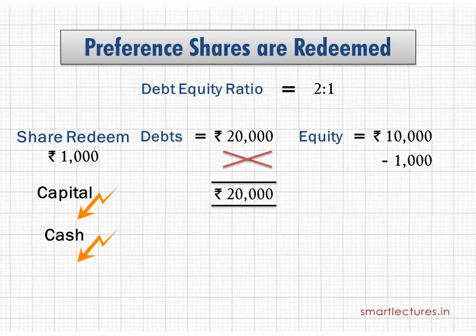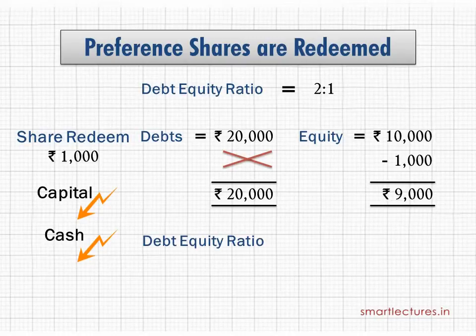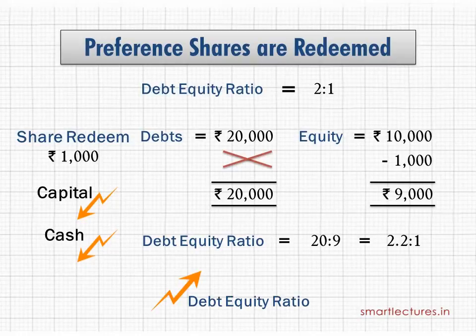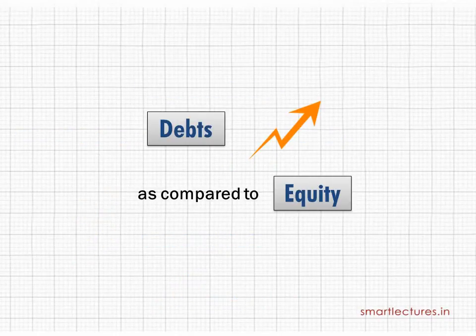So new equity will be 9,000 and the new ratio will be 20:9, or I can say 2.2:1. In this way, if shares are redeemed, it will increase the debt equity ratio. Increase in the debt equity ratio means the debts of the company will get increased as compared to equity.